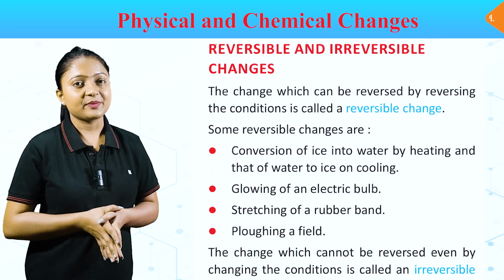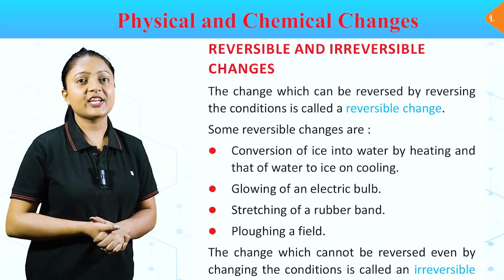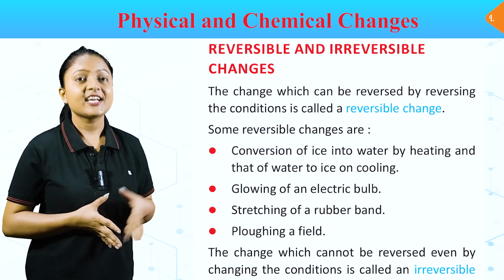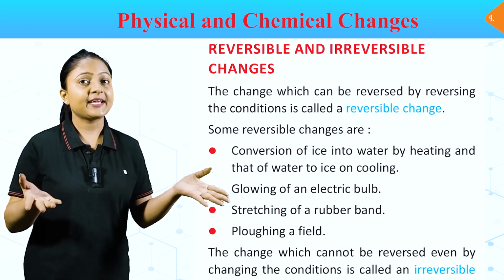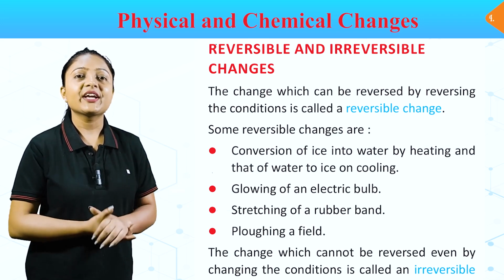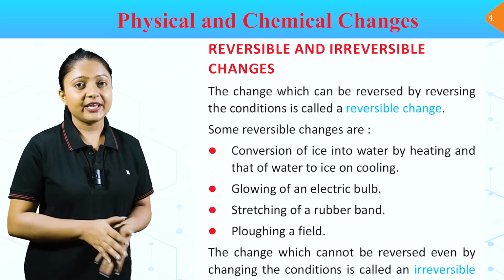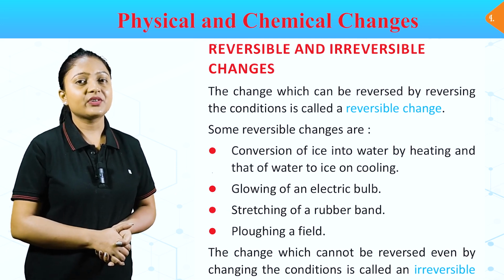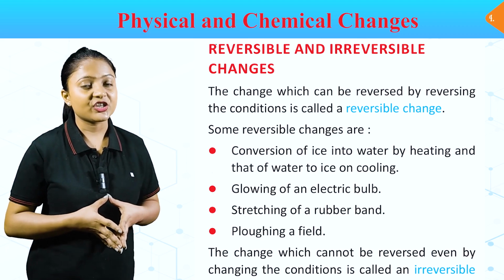Reversible and irreversible changes. The change which can be reversed by reversing the condition is called a reversible change. Some reversible changes are conversion of ice into water by heating and that of water to ice on cooling, glowing of an electric bulb, stretching of a rubber band, plowing a field. The change which cannot be reversed even by changing the conditions is called an irreversible change.